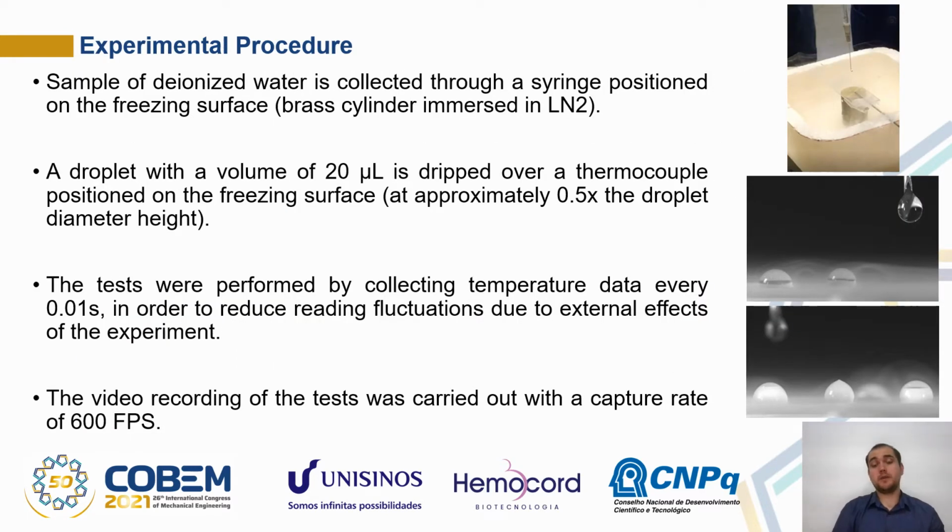So, how was our experimental procedure? First of all, we collect water with a syringe positioned on the freezing surface. We used a brass cylinder immersed in liquid nitrogen. In the second step, we drip a volume of 20 microliters over a thermocouple positioned on the freezing surface.